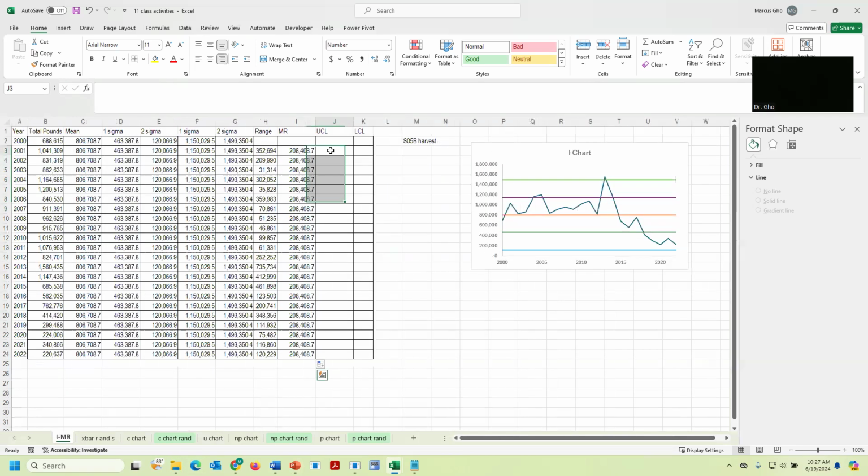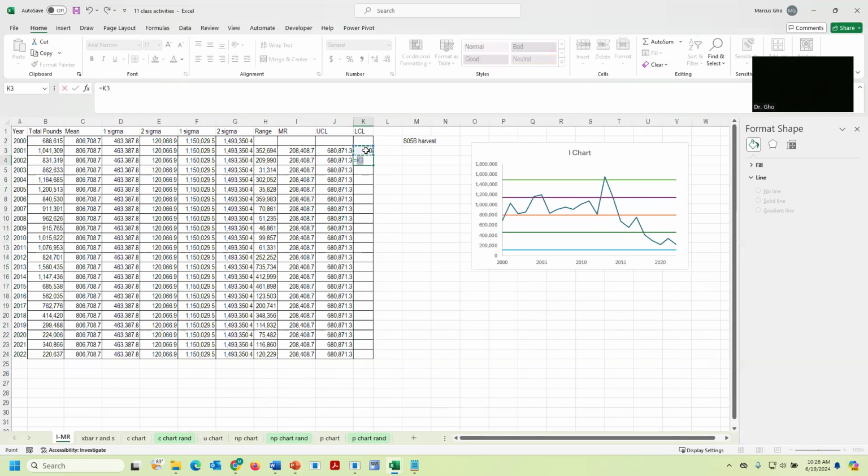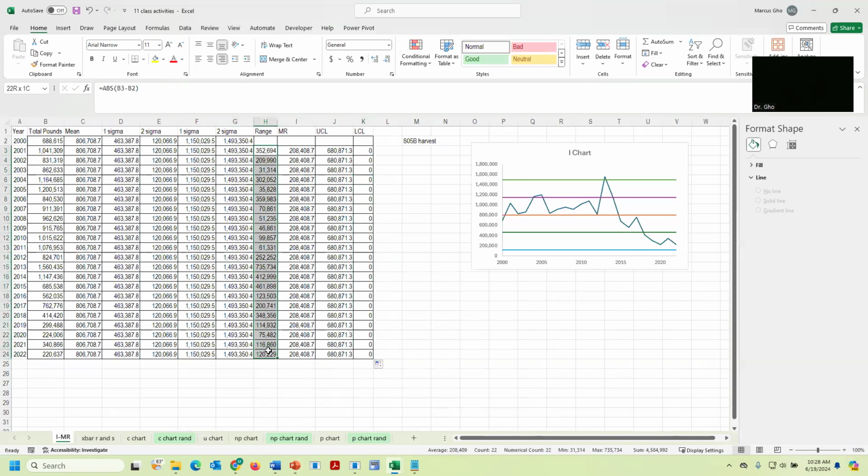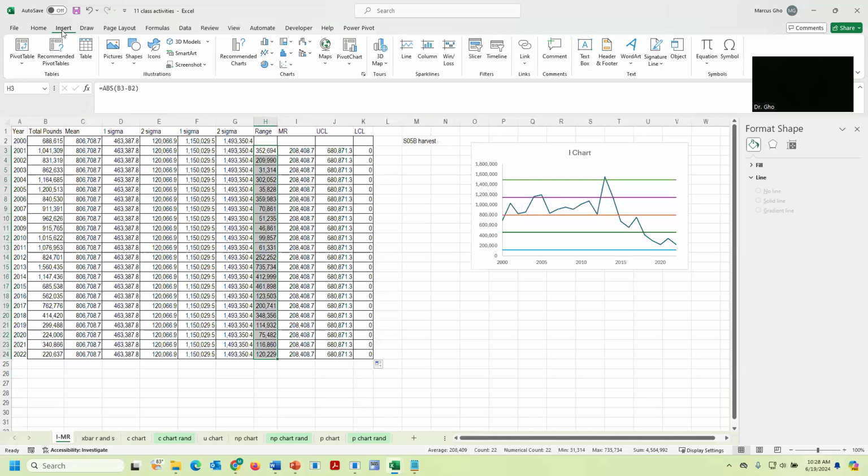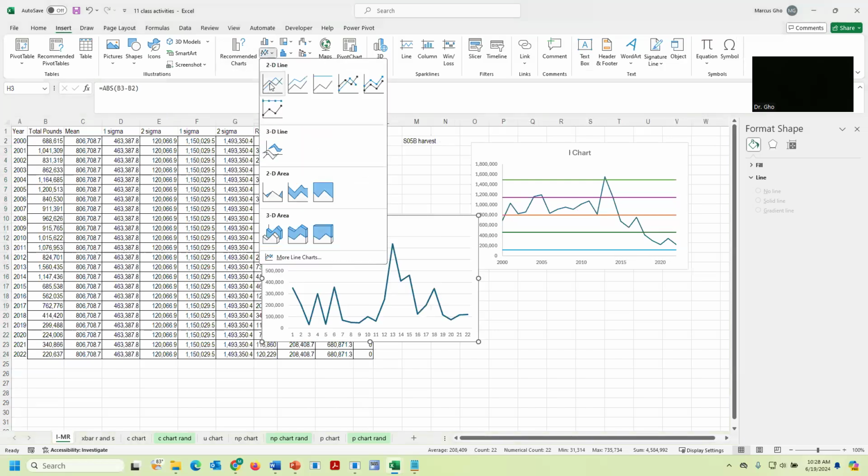Okay, so we'll do upper control limit equals 3.267 times that. And for this one, we put 0 for the lower control limit. So now if I want to graph this, we do the same thing for the MR chart that shows the range that we have.